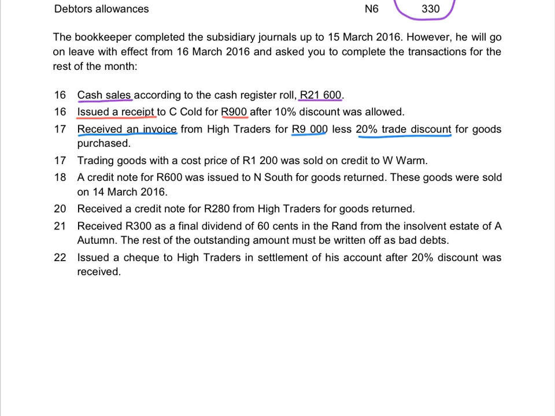Trading goods with a cost price of 1,200 was sold on credit. If we sell on credit, we sell to our debtors. So that means this will be recorded in the Debtors Journal. They don't give us the sales price, they give us the cost price. Therefore, we will have to calculate the sales price to record the entry in the Debtors Journal.